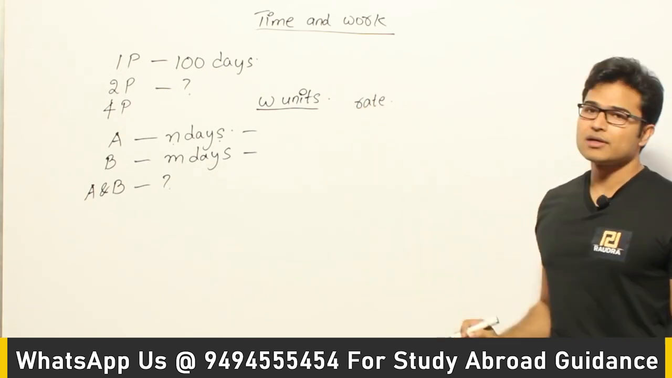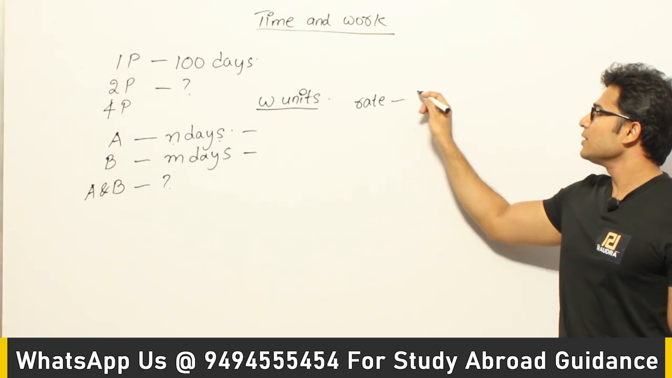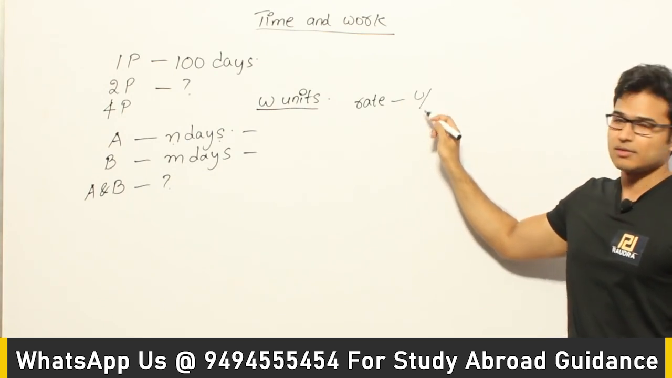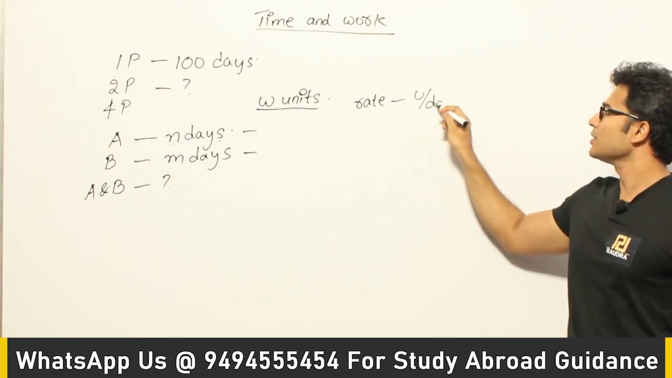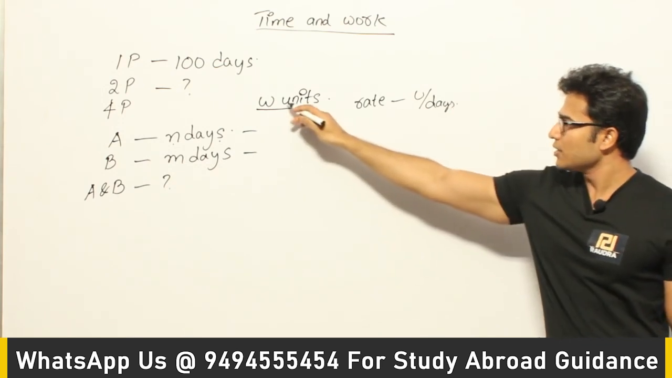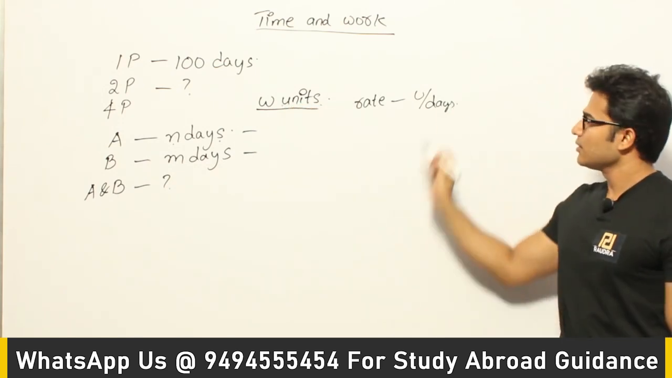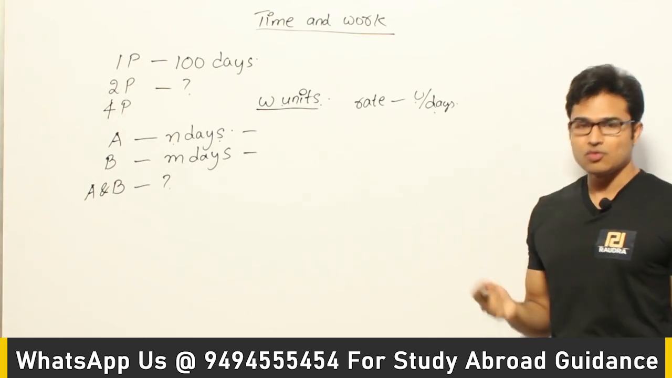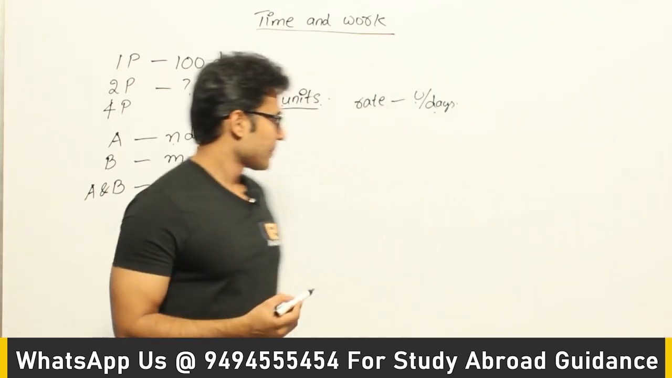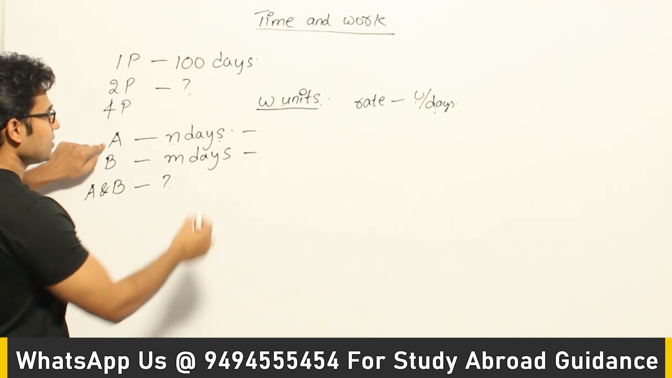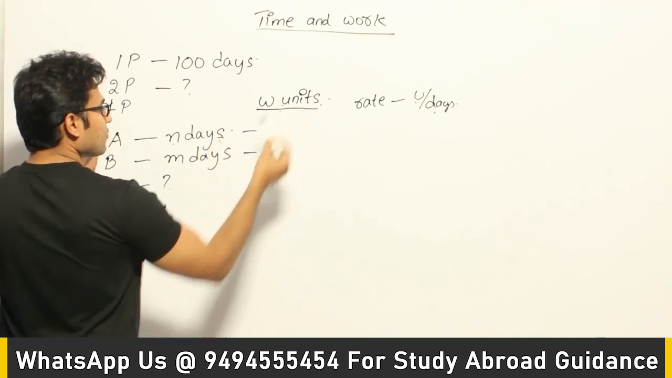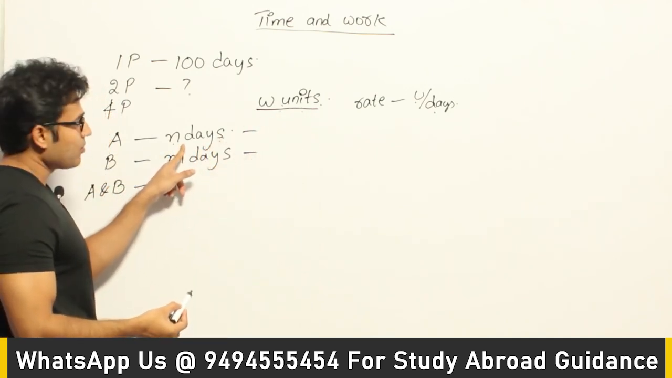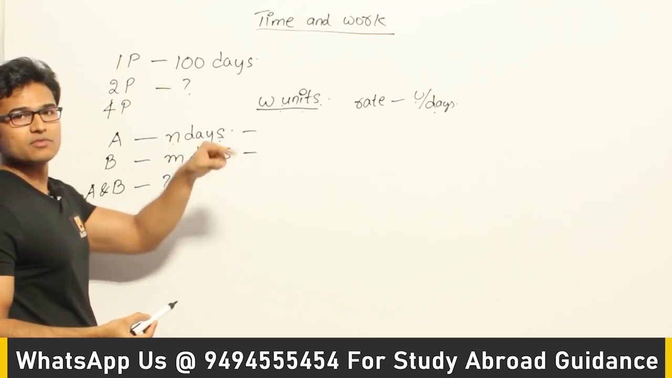So what is generally rate? Rate is nothing but anything per time, isn't it? Units per time, or let's say here units per day. Since we are assuming W is in some units, units per day is the rate. How to find it out is, see this. Now A is able to finish W units of work in n days, then how many units will he be able to finish in one day?